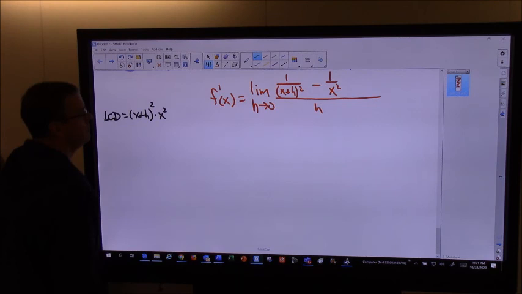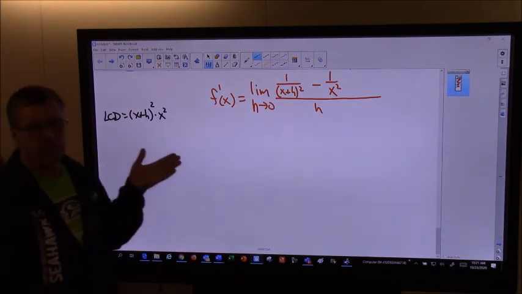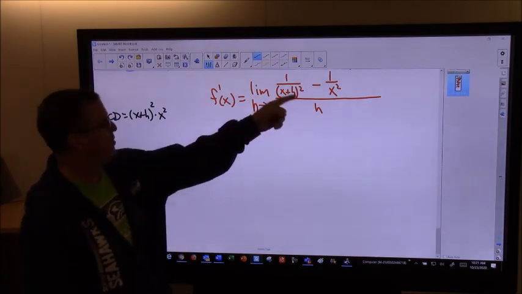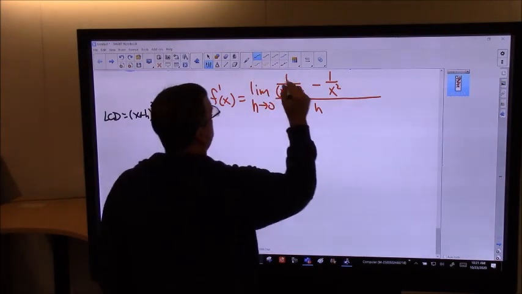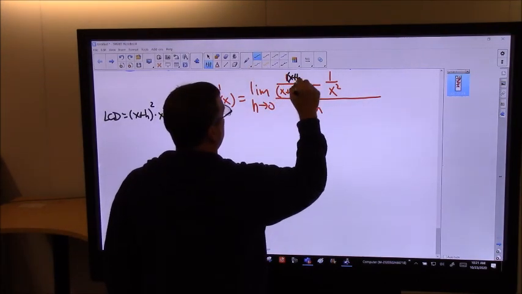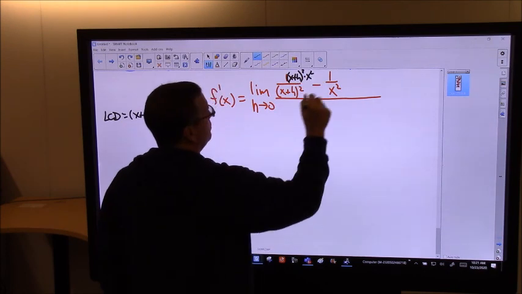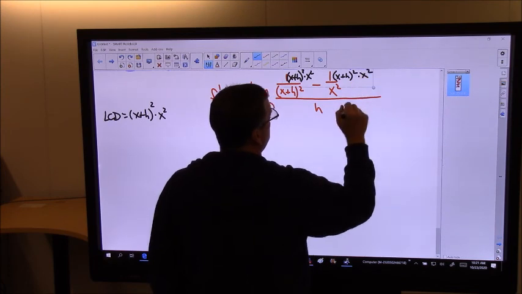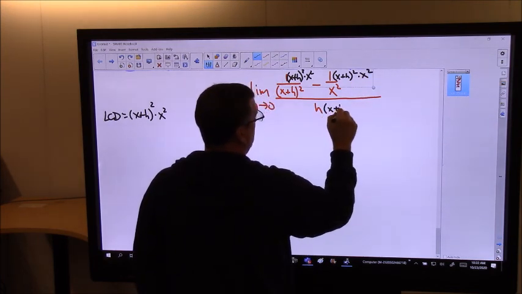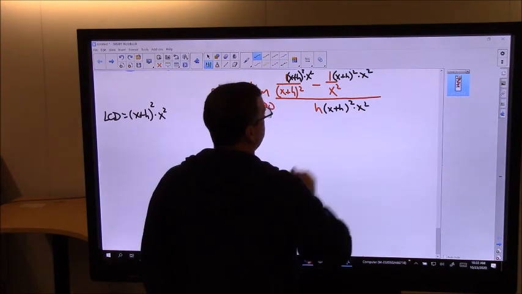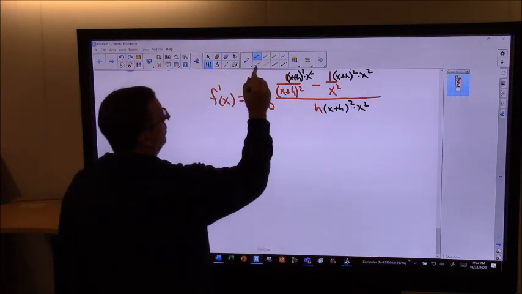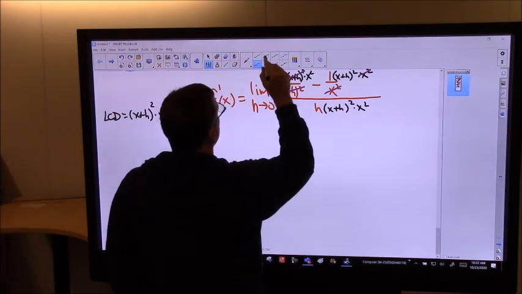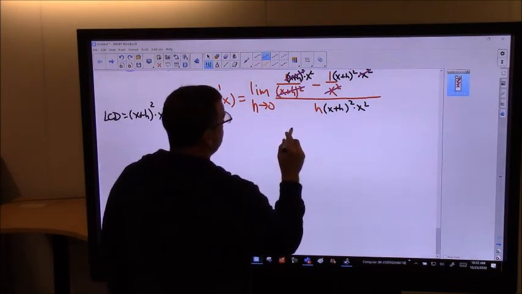So times x squared. Think back to when you first learned how to add or subtract fractions. If you can't find a common denominator, just multiply the two. That's kind of what I'm doing right here. So I want to multiply this by x plus h squared times x squared. I'll do the same thing over here, x plus h squared times x squared. And I'll do the same thing down here, x plus h squared times x squared. All right, so that cancels with that. This cancels with this.